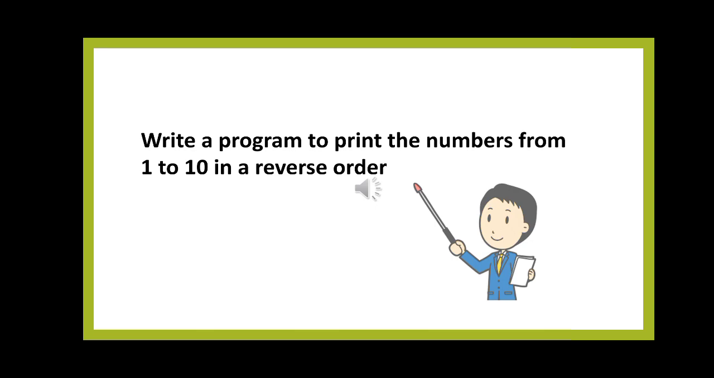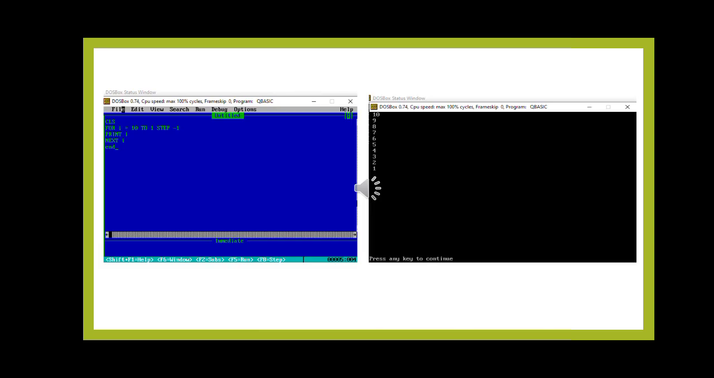Let's have a look at another question. Write a program to print the numbers from 1 to 10 but in a reverse order. The program will be like this. CLS, for I equals 10 to 1, step minus 1, print I, next I and end. We have to print the numbers in a reverse order from 10 to 1. So obviously the first number has to be 10.